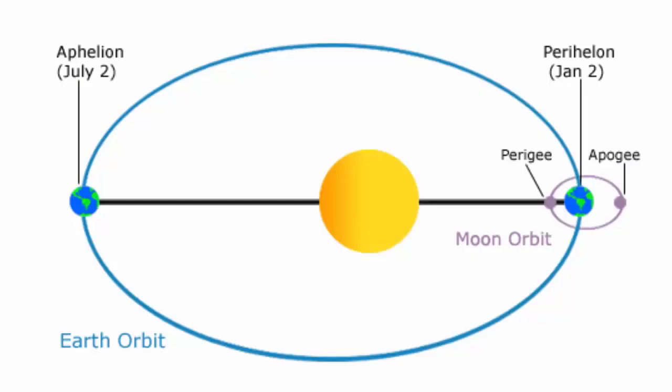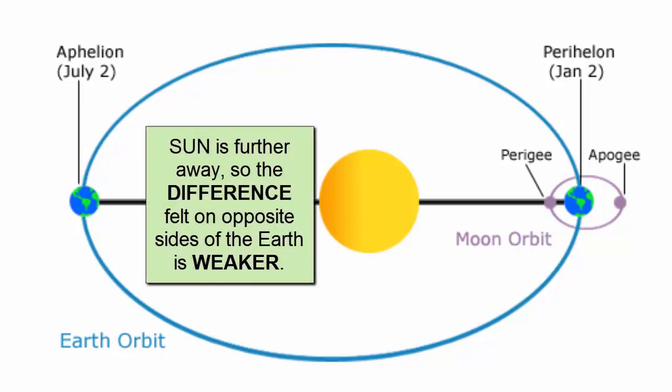How does the Sun fit in? The gravitational force that's felt between the Earth and the Sun is greater than that felt between the Earth and the Moon. But it isn't the total force that creates the tides. It's the difference in force felt on one side of the Earth versus the other. And the difference becomes greater the closer the two objects are to each other.